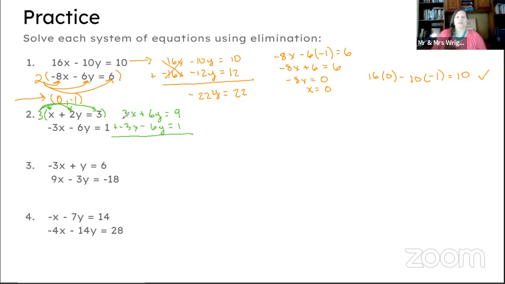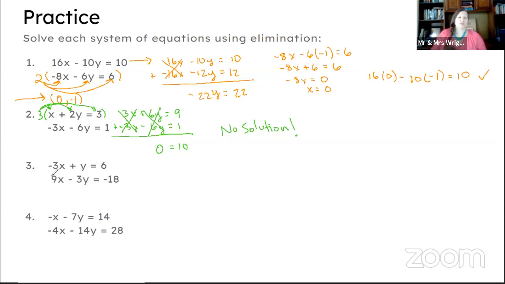A +3 and a -3 are going to cancel out. +6 and -6, oh, those cancel out. And that leaves me with nothing on this side, equals 9 plus 1 is 10. 0 equals 10. What did we say if we have an untrue statement with numbers on both sides, integers on both sides? Well, this is going to have no solution. These must be parallel lines.